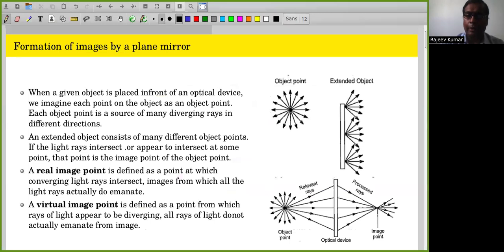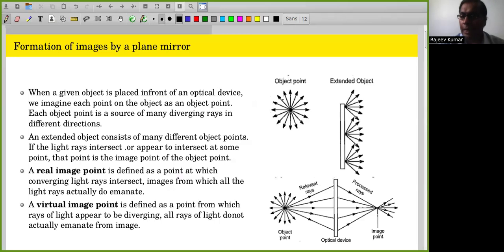Now, how are images formed based on the object from where light rays are coming? So here, based on the object, let us consider if the object is of point nature. So a point object can emit radiation in all the directions as shown over here. So here it is a point object and it is emitting radiation in all the directions.